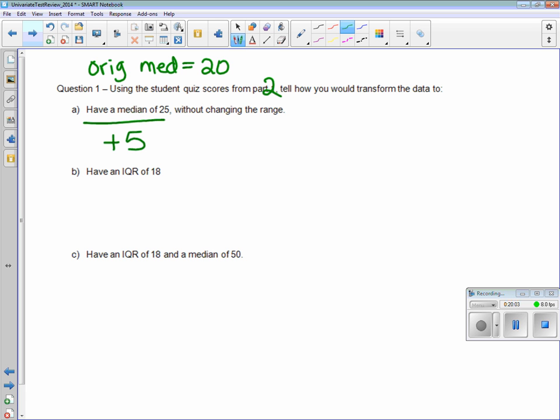IQR of 18. Now, it depends on what it was originally, right? But because the spread is what an IQR is, the spread's going to be changing. So in order to make the spread change, what are you going to do? Multiply by whatever it would happen to be. Let's pretend that the original IQR was 9. What would I do to make my IQR now 18? Multiply by 2. Are we okay with that? That's what I'm looking for. Does that make sense? You'll have a question like this on your test.